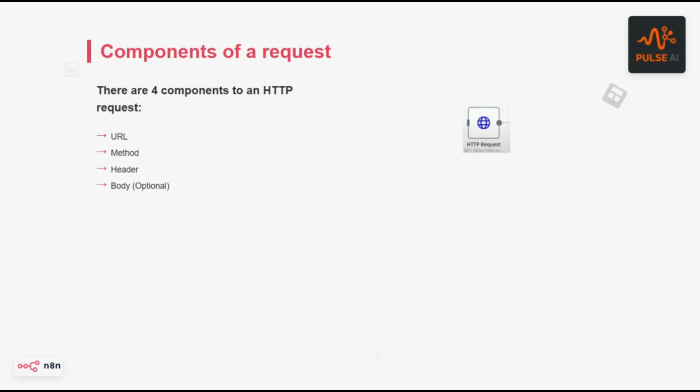The HTTP request node allows you to make HTTP requests in n8n and receive the responses. This is going to be very useful when building automations that need to use specific APIs. There are four components to an HTTP request. There is the URL, the method, the header, and the body. Let's look at each one of them.